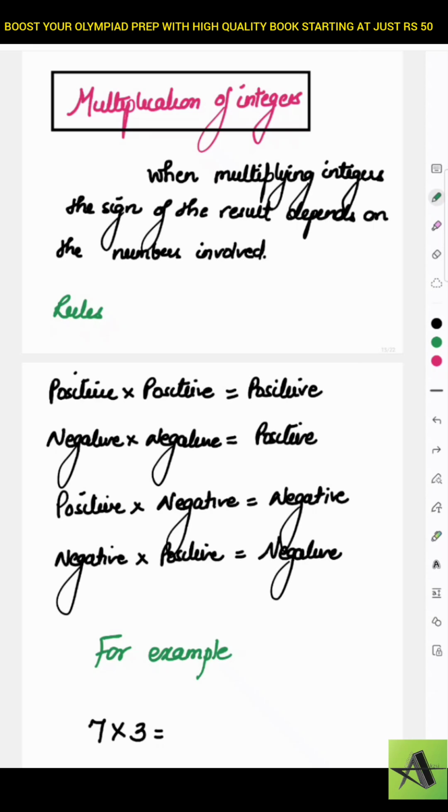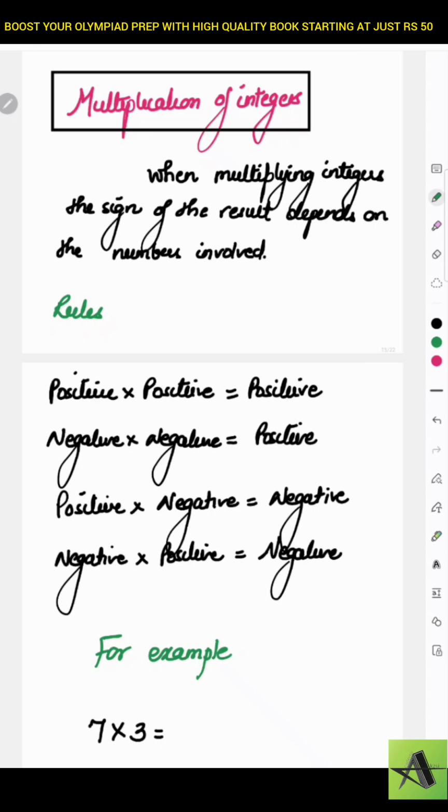So coming back to the rules of multiplication. The rule says if you are multiplying two positive numbers, the answer is always positive. If we are multiplying two negative numbers, still the answer is positive. Say for example, negative 1 times negative 3. You have to multiply 3 and 1, that will give you 3. But this is negative and this is negative. Negative becomes positive, so the answer becomes plus 3. That means whenever I'm multiplying two negative numbers, the answer is always positive.